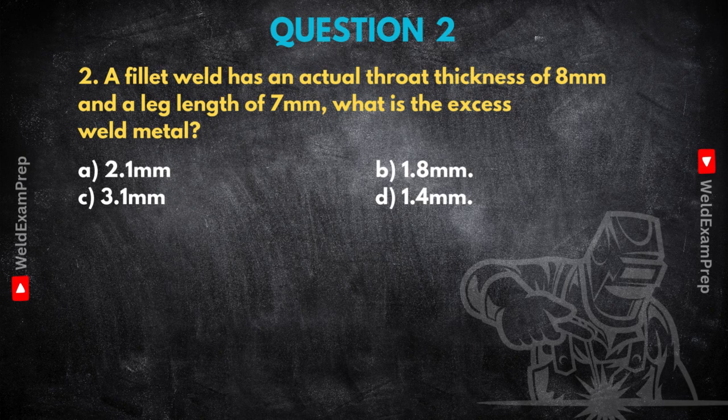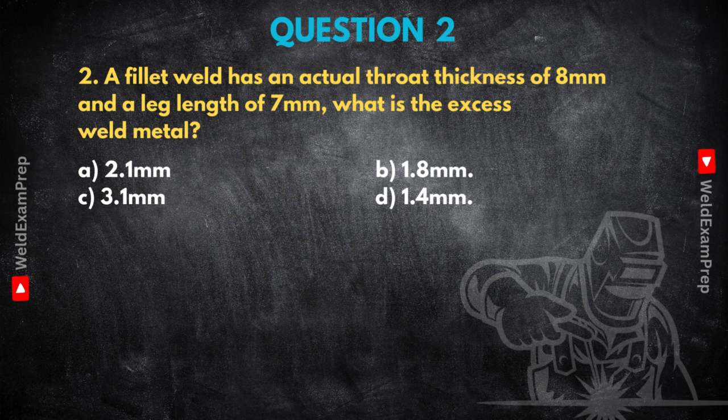Yes, this is where precise terminology really counts. For a fillet weld, the leg length is the distance from the root of the weld out to the toe on the fusion face. Got it. And the actual throat thickness is the shortest distance from the face of the weld down to the root. Okay. Now, excess weld metal. That refers to the amount of weld material that extends beyond the theoretical throat thickness.